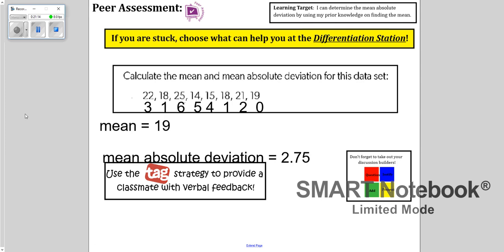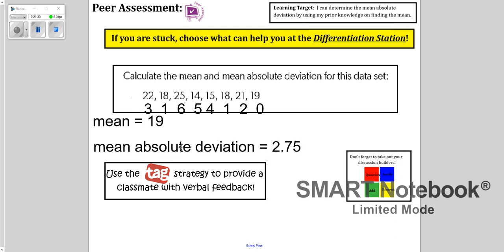All right, so as you're checking your work, a few things you should make sure of. Make sure you got the mean. The mean was 19. I'll just leave it here. Then I made this list. This list is how far each one of these numbers is from 19. And then I found the average of those numbers, and it came out to 2.75.